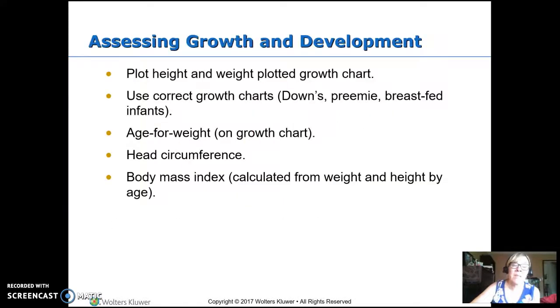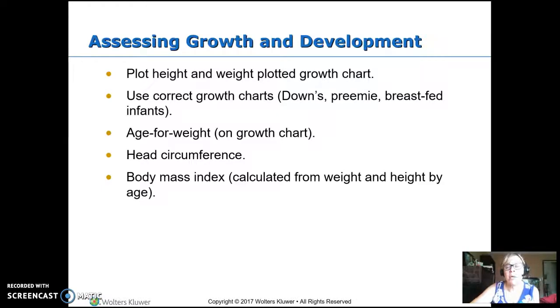So, growth and development, we're asking you to plot every child at the hospital on a growth chart, and what we want is weight for age. There are different growth charts, especially your trisomy 21, Down syndrome, they tend to grow differently, so make sure you're using the right growth chart. There's male and female, there's up to 36 months, and then there's up to 18 years, so you got to make sure you're looking at the right thing.